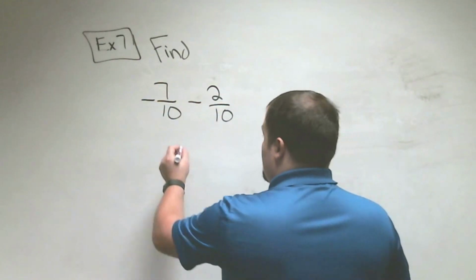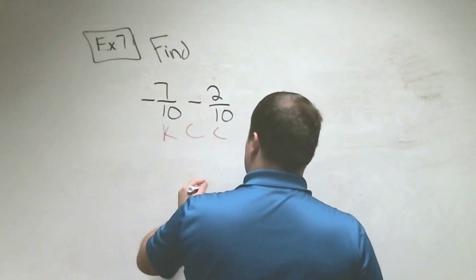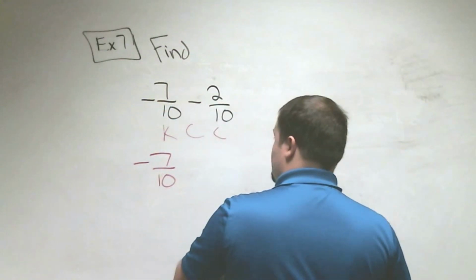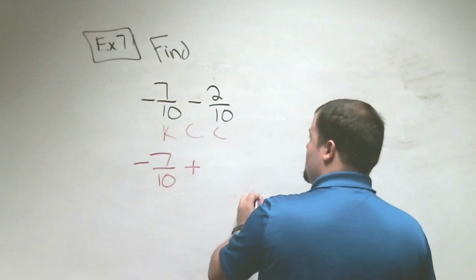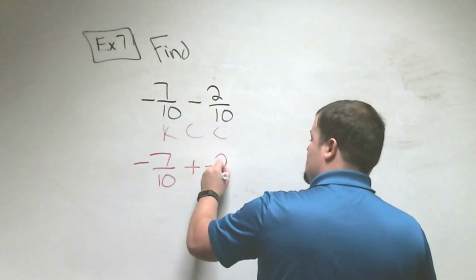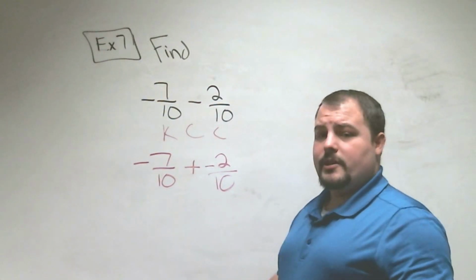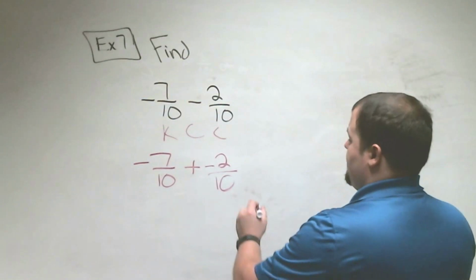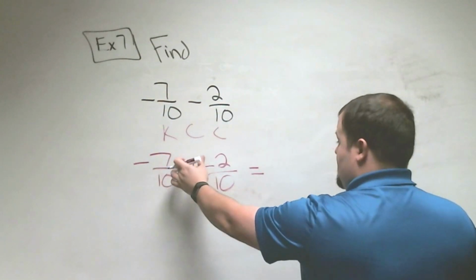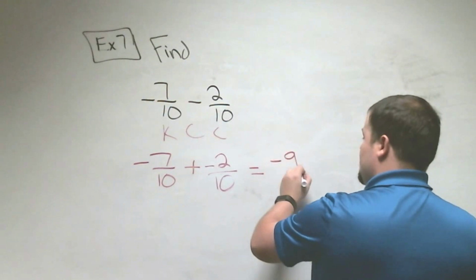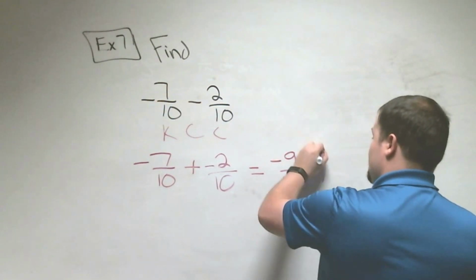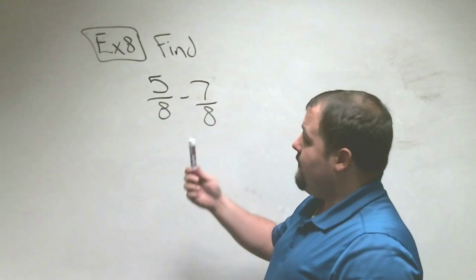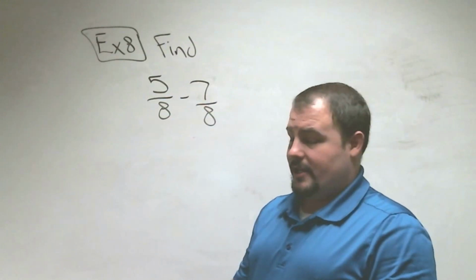Same process. We keep, change, because we have subtraction. So we keep the first one the same, so negative 7/10 stays negative 7/10. Change subtraction to addition, and change 2/10 to negative 2/10. So this really means that my problem is negative 7 plus negative 2, and we keep the denominator the same. Well, if I already have 7 negatives and I add 2 more negatives, I now have 9 negatives. So that means that this fraction is negative 9/10. And that's my answer.